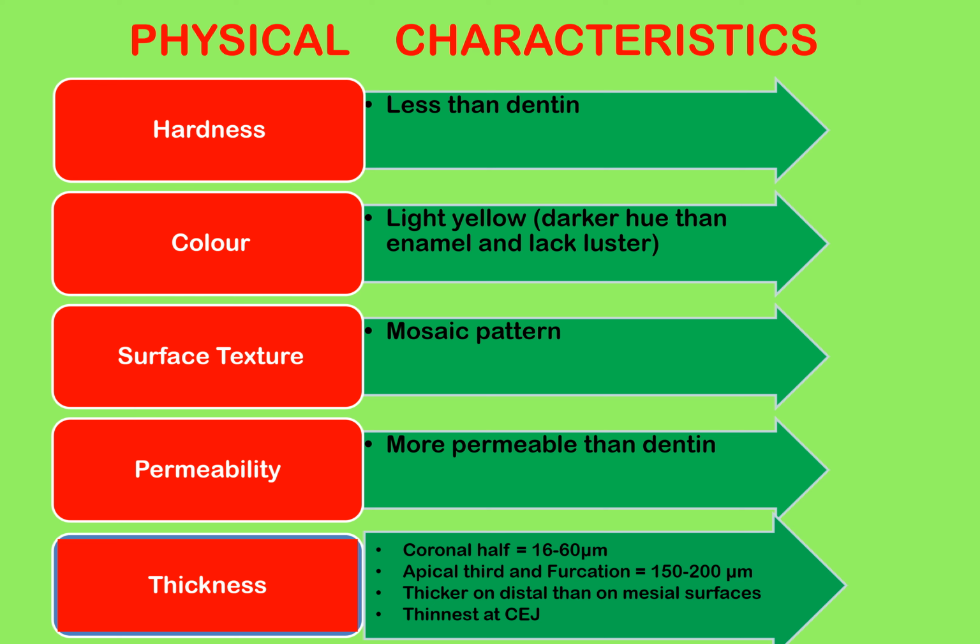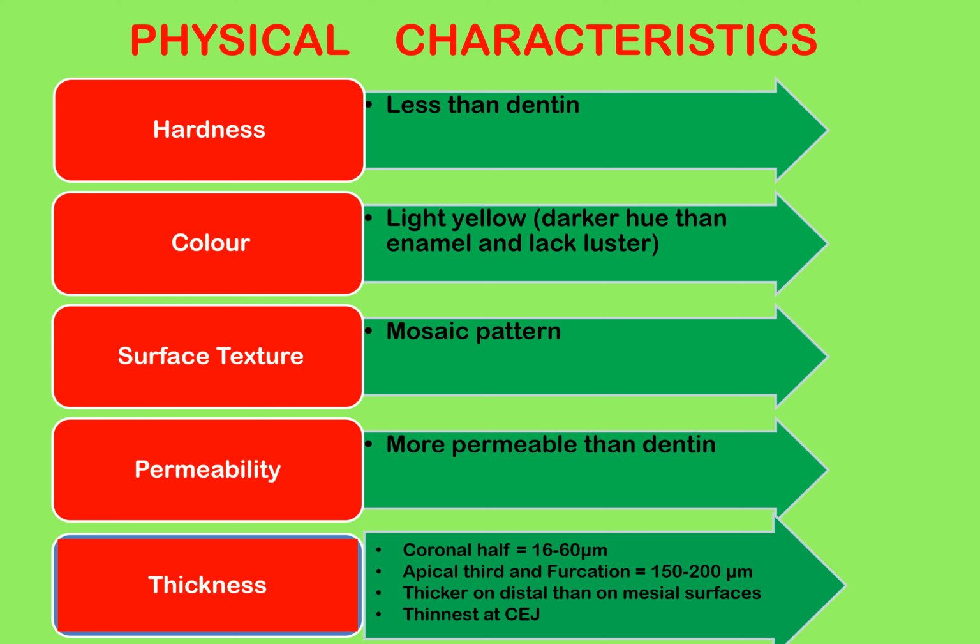Let's talk about the physical characteristics of cementum. First one is the hardness. Cementum is less hard than dentine. Coming to color, it is light yellow in color and it has a darker hue as compared to enamel. It lacks lustre, meaning that it has a dull appearance. Coming to surface texture, cementum shows a mosaic pattern referring to its irregular layered deposition over time, which creates a patchwork appearance due to its non-uniform mineralization. Coming to permeability, cementum is more permeable than dentine.